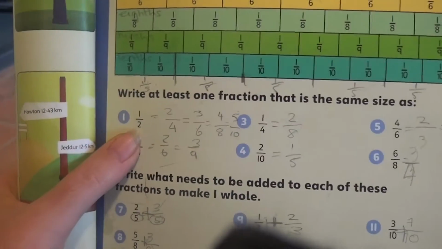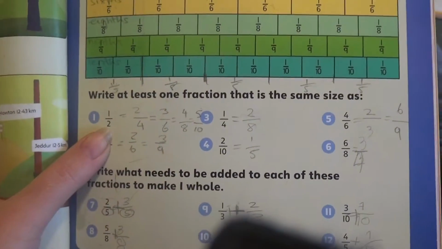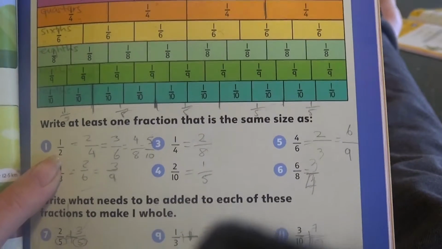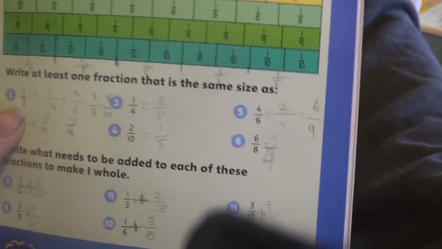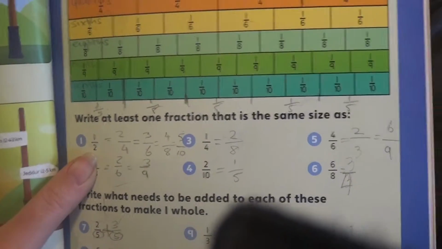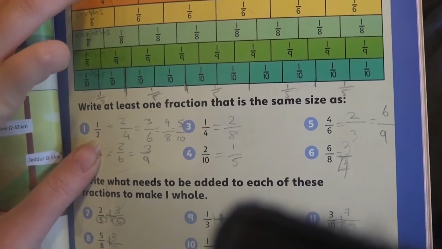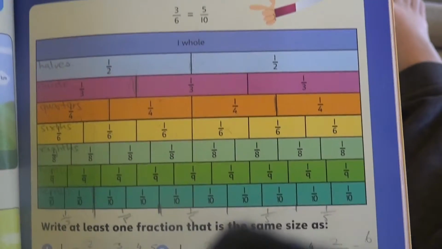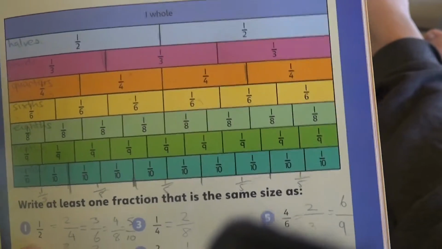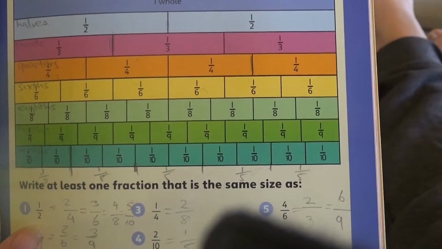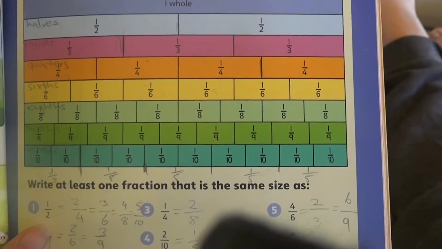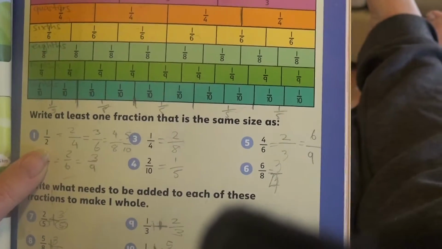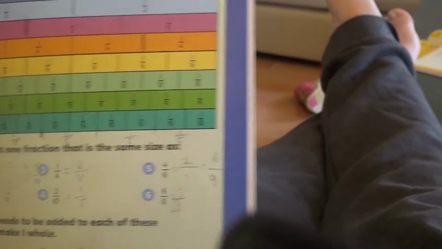Okay? Now, we were looking at what the same fraction is as a half, and we found there are many possibilities. Could you name a fraction that's the same as a half? This one? Yeah, that's a half. That fraction on the wall is a half. What's the same as a half? Quarters. How many quarters? 2. 2 quarters.